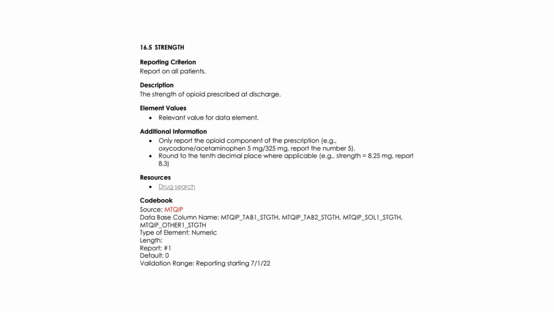Strength refers to the strength of opioid prescribed for a patient at discharge. Only report the opioid component of the prescription. For example, oxycodone 5 mg combined with acetaminophen 325 mg, report the number 5. Round to the 10th decimal place where applicable.